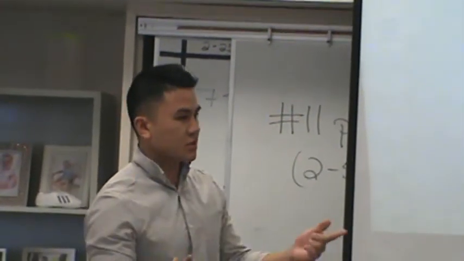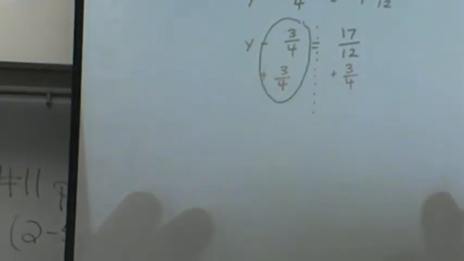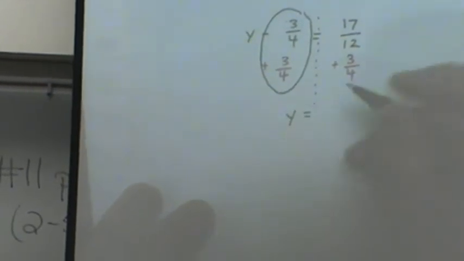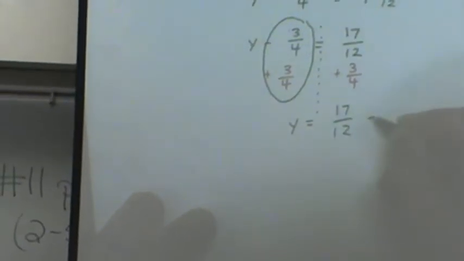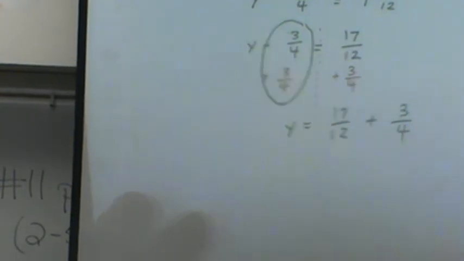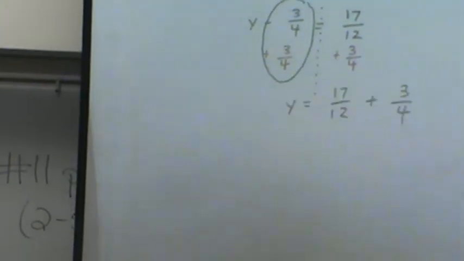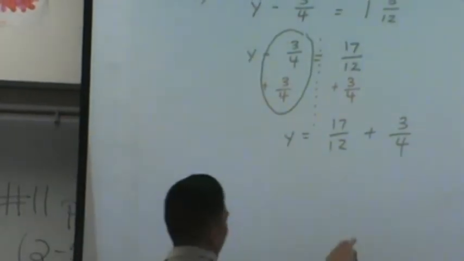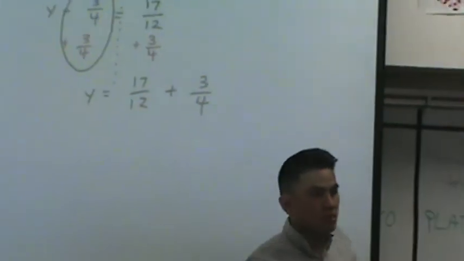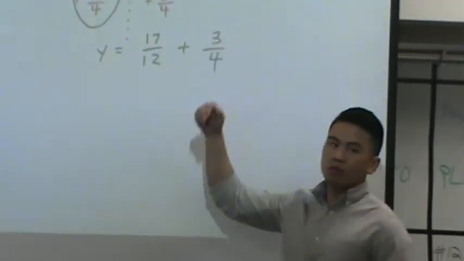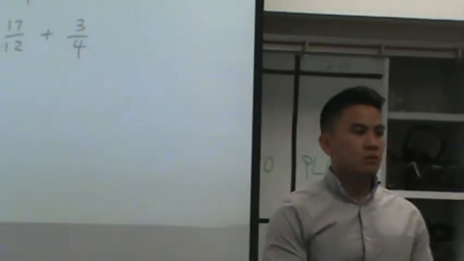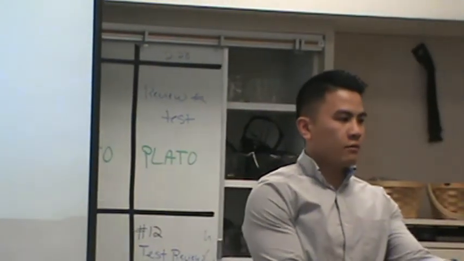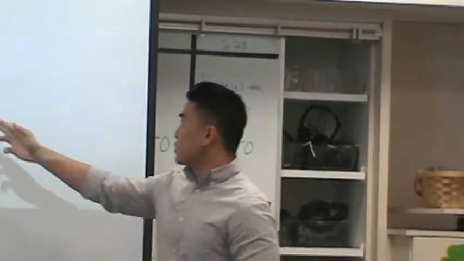Same thing with multiplication and its inverse division. The same exact thing. If you notice, this negative 3/4 and the positive 3/4 go away. You get y is equal to 17/12 plus 3/4. Now what do we see? We see fractions with addition. But can we just add 17 plus 3 right now? No, why not? Brent. These two are not the same.